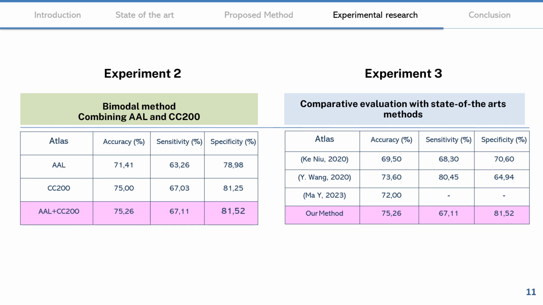With an average improvement of 10.92%, while we recorded a competitive rate for the sensitivity with Niu et al. This comparative evaluation proves the efficiency of our proposed generated model while using both CC200 and AAL atlases.